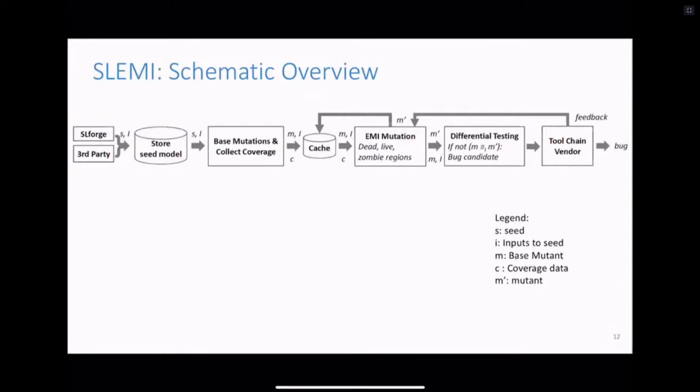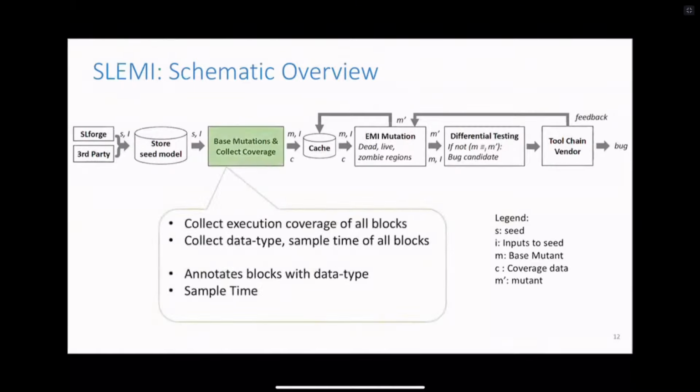Now, a quick overview of the overall approach. We have a collection of seed models that we want to mutate. They can be automatically generated by SLForge, or they can also come from third-party models created by humans. So we have a corpus of these models, which we call seeds, and then first we perform some one-time base mutations and collect coverage from the seeds. This is done only to improve the efficiency of the tool. We cache these intermediate values, and then we perform EMI-based mutations in dead, live, and zombie regions of the model.